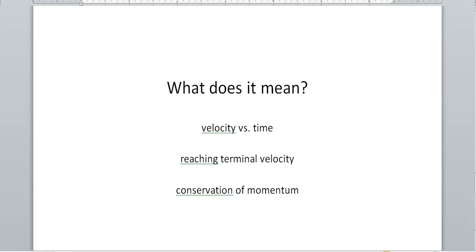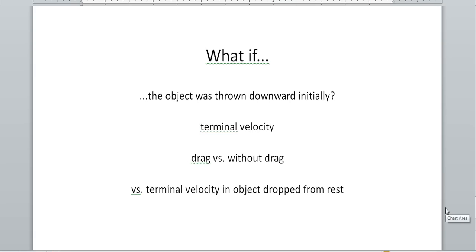Now, what if the object was thrown downward initially? There would be an initial velocity rather than it being zero. With drag, the downward force would decrease, but without, the downward force would increase as gravity acts on it. In both cases, they would come to terminal velocity, but not as quickly as an object dropped from rest.